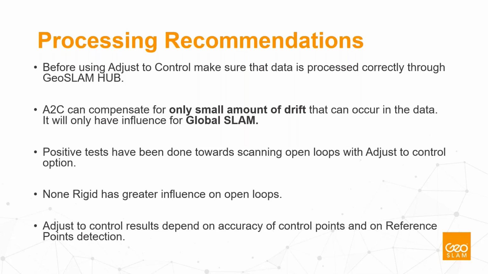Non-rigid, of course, has a greater influence on open loops, so we will see much bigger difference between the rigid RMS and non-rigid RMS for open loops, because open loops will essentially have a bigger global drift, and that's the whole reason of closing the loop: to limit that drift that can occur.